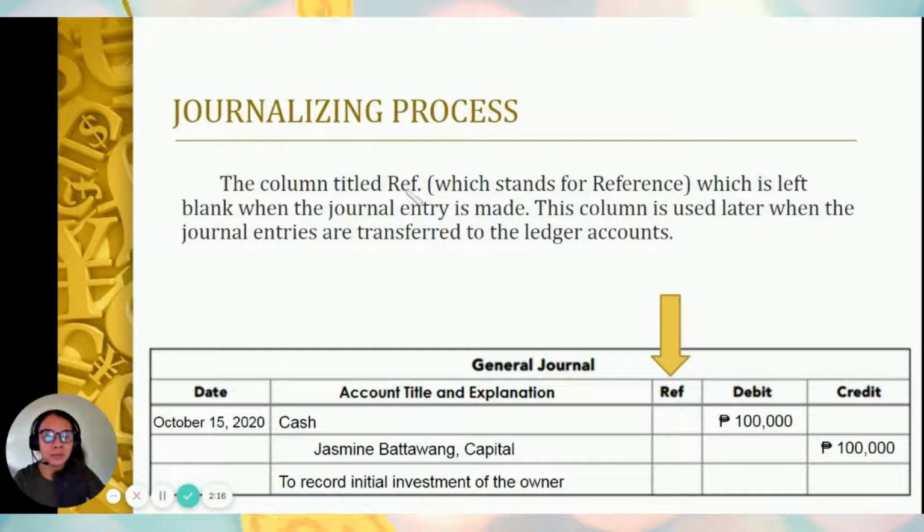Next, the column titled Ref, which stands for reference, is left blank when you initially enter the debit and the credit account titles. This column will be used when you transfer the journal entries into the ledger accounts.